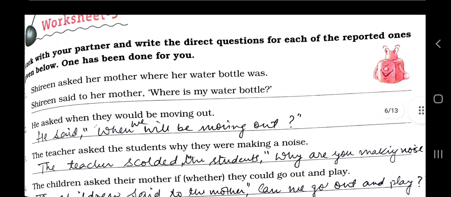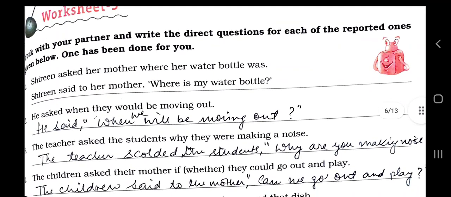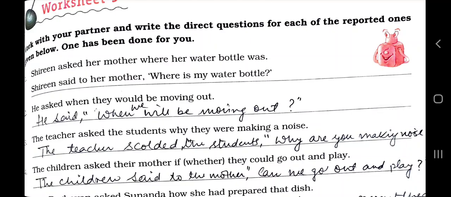Below one has been done for you. Shireen asked her mother where her water bottle was. Now see here, this is indirect speech. This is reported speech. Shireen's, and now it has to be changed the other way around.